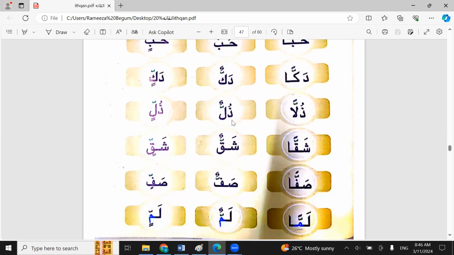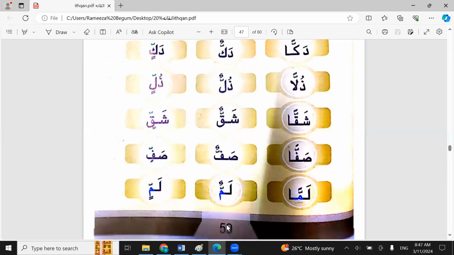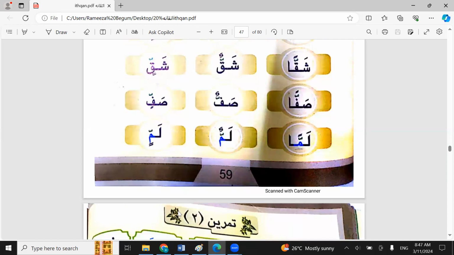Zullan, zullun, zullin, shaqqan, shaqqun, shaqqin, saffan, saffun, saffin, lamman, lammun, lammin.